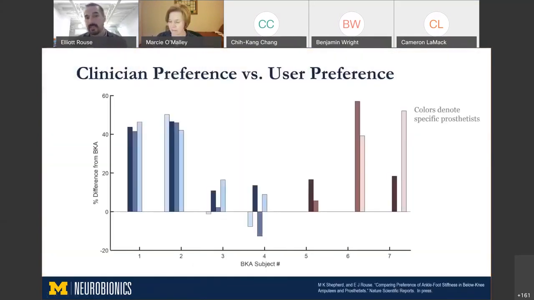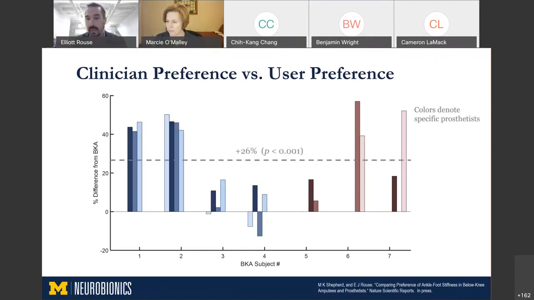These are the data from this study. So on the y-axis here, we have the percent difference of the stiffness from the below knee amputee's preference. So we're looking at, 40 here would say that the prosthetist preferred a 40% stiffer prosthesis compared to the patient. Each color here denotes a different prosthetist. And there's a few things that matter about this plot, but I really want to just draw your attention to one thing, given time constraints.